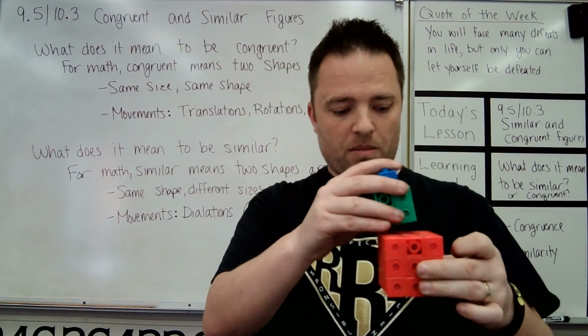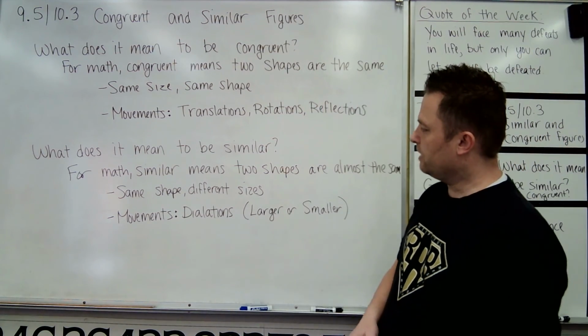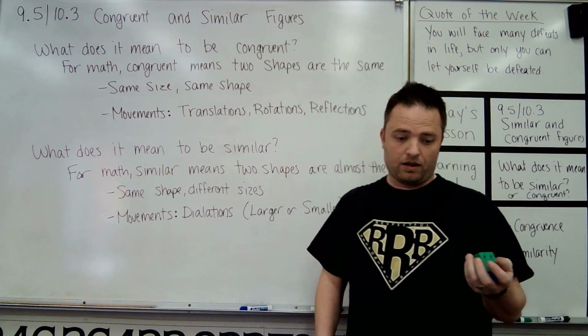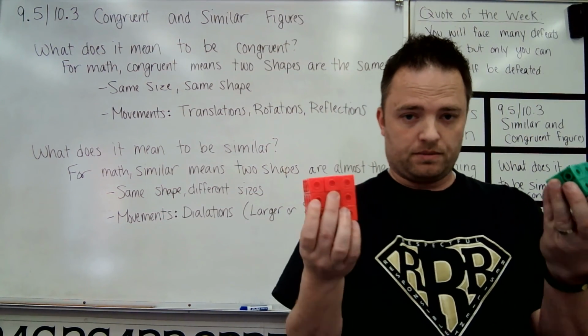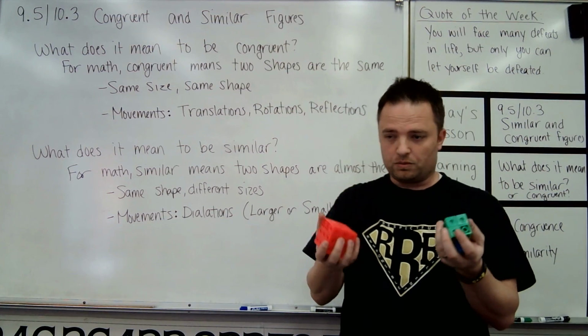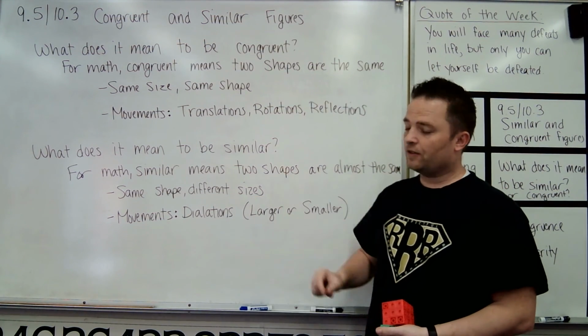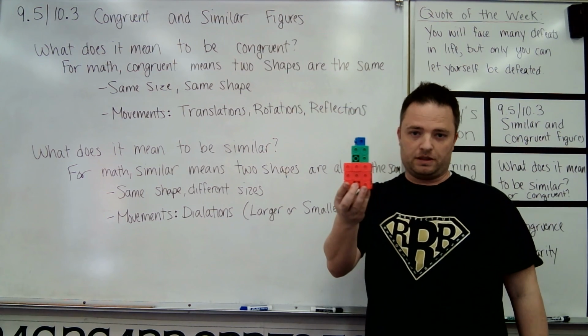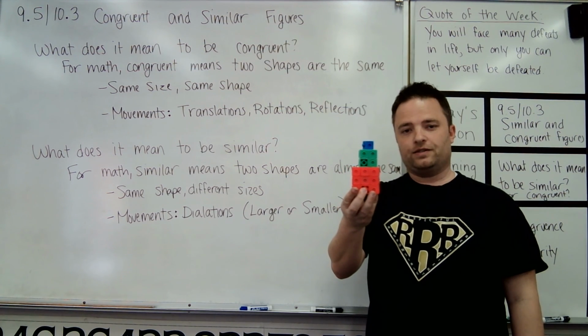Now, remember, the only thing that has to be true when dealing with similar figures is that they are the same shape. All three of these are cubes, but they do have different sizes. And this is what it means for shapes to be similar.